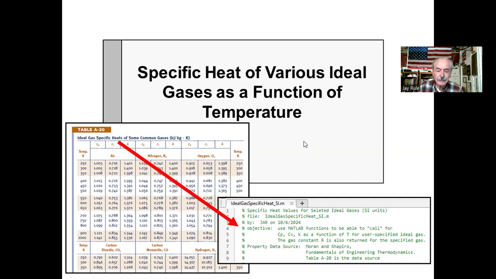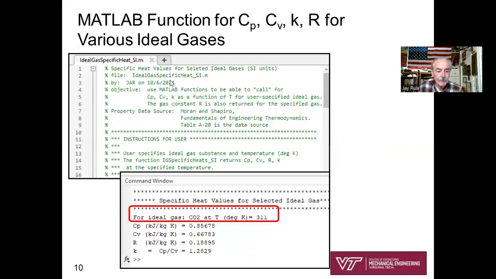Right? So let's look and see how that works. Here's the intro. Okay, this is the intro. And what the user does, let's see if we can look at the comment. It says, user specifies ideal gas substance and temperature. So the user, either you or me, we're going to enter a string that will describe the substance. It might be AIR or CO2. You get the idea. And the temperature in degrees K.